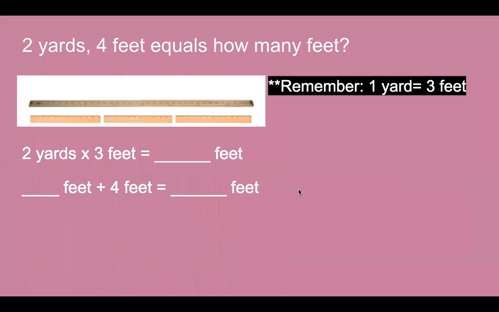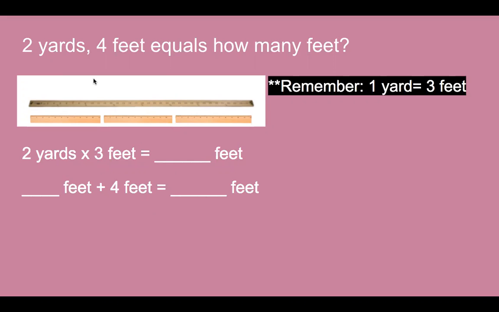In this first problem, we're given 2 yards and 4 feet, and it's asking us how much this is equal to in feet. If we have a total of something that is 2 yards and 4 feet long, what would be that total amount in just feet? In order to figure that out, we have to first convert the number of yards into feet, and then we can combine them and add them together.